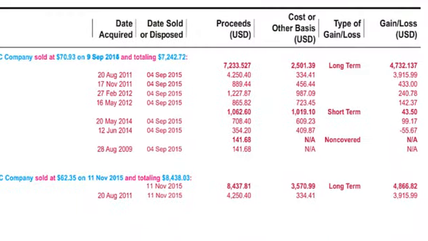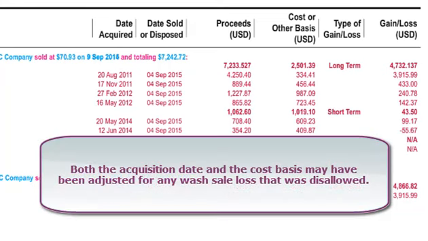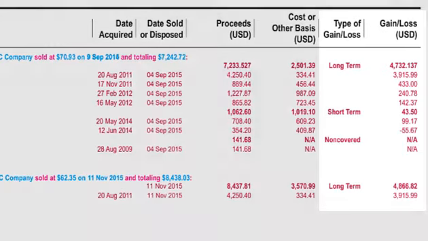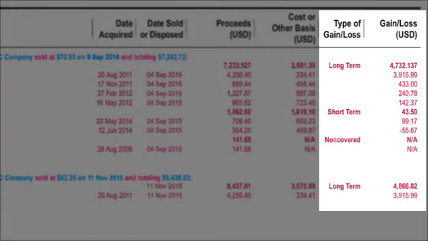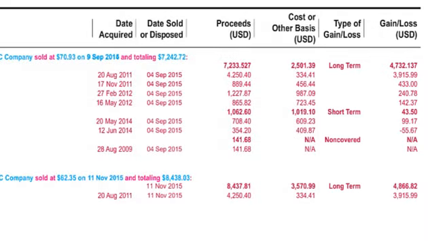You can see the date acquired, as well as the cost basis, which is usually the price paid, for each share lot. Remember that both the acquisition date and the cost basis may have been adjusted for any wash sale loss that was disallowed. These last pages also provide you with the gain or loss related to each individual lot. For non-covered transactions, the cost basis, type of gain or loss, and gain or loss columns may be blank if the cost basis information isn't available to Computershare.